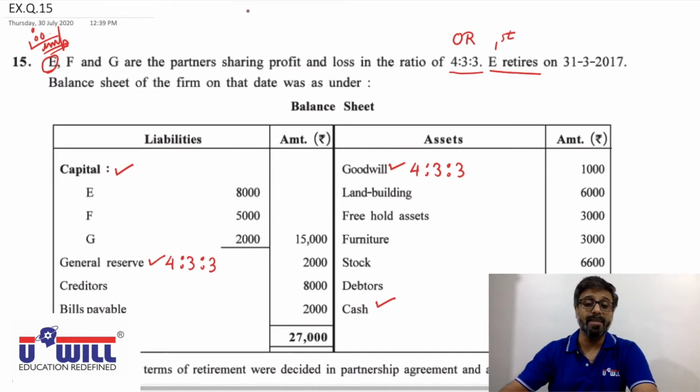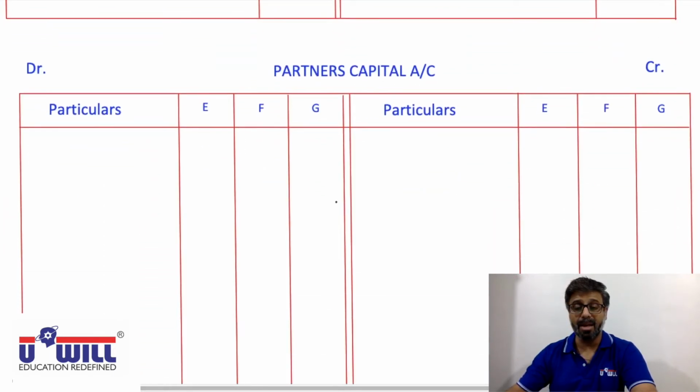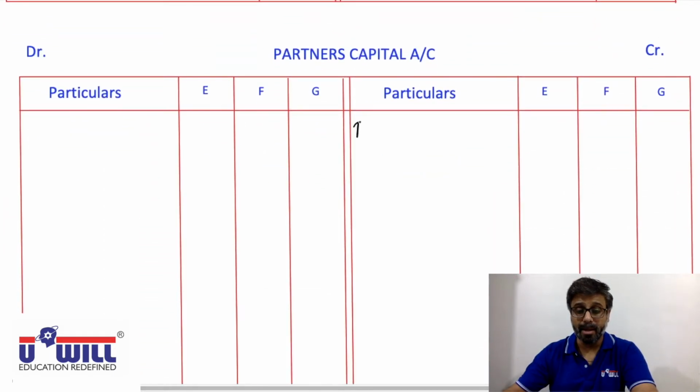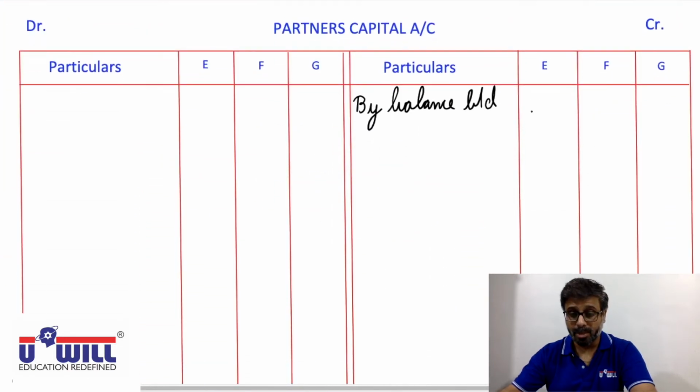I hope you all are ready with the formats. So very first we start with capitals. Capitals of E, F and G are 8,000, 5,000 and 2,000. Write down in partners capital account on credit side by balance brought down. So E 8,000, F 5,000 and G 2,000.